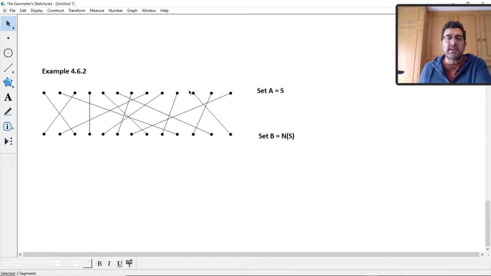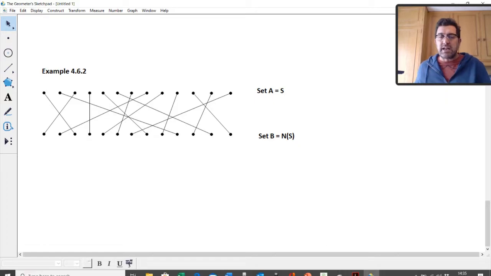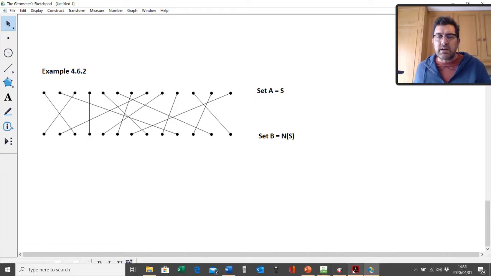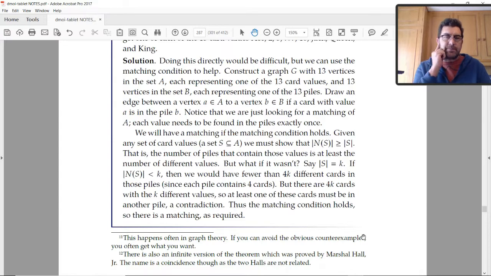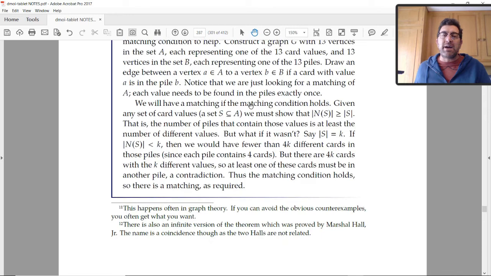If this is set A, I cannot find a subset of A which violates my condition that the neighborhood must contain at least the amount of elements in that subset. Well, it contains exactly the amount of elements. So it looks like this is true. But let's now just talk about how we're going to prove this. We will have a matching if the matching condition holds. In other words, if this holds.